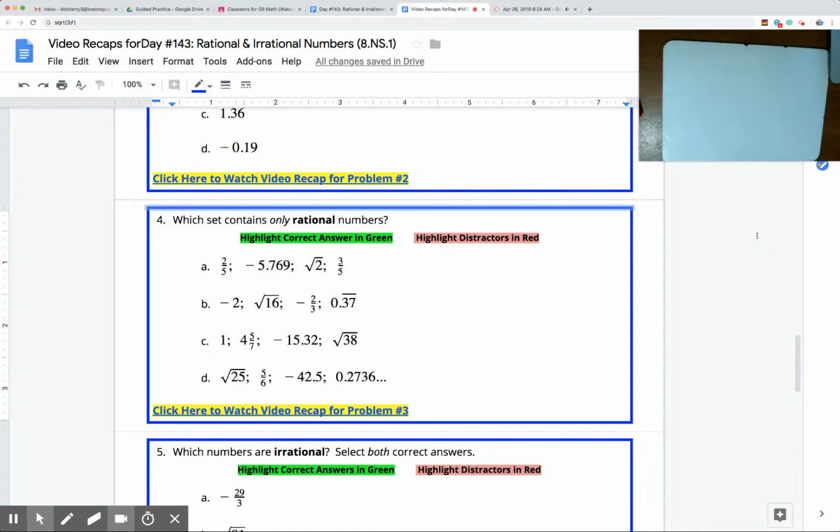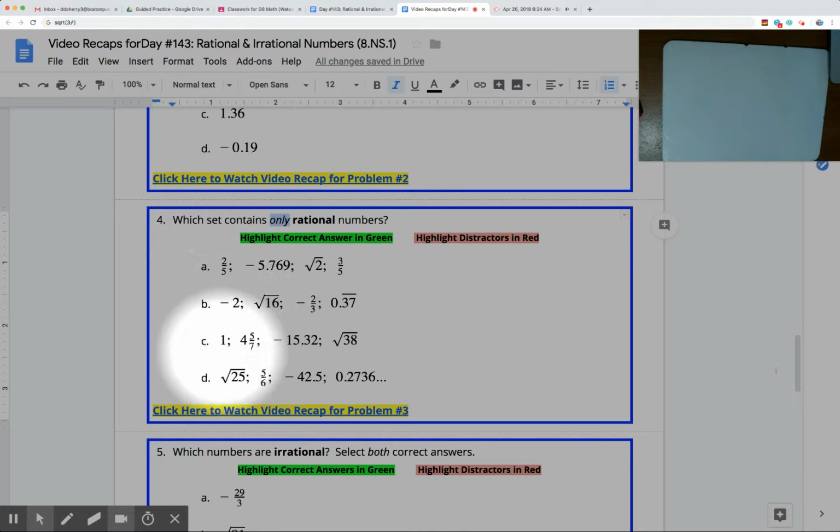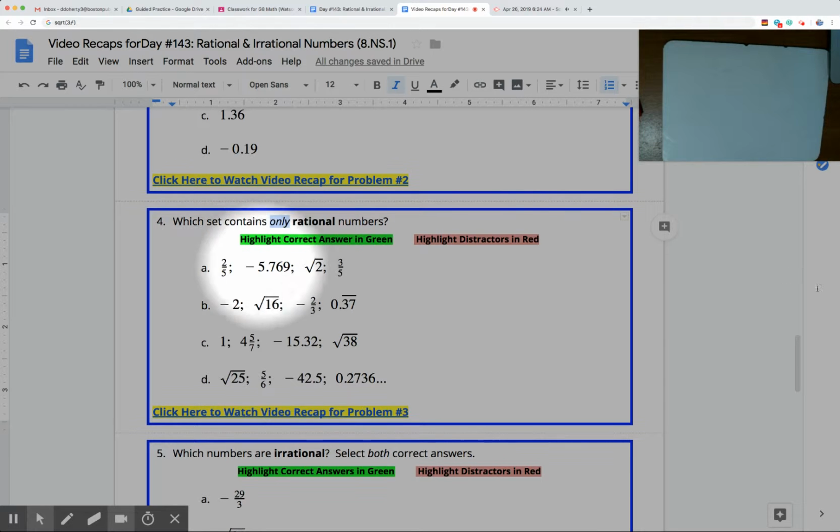Practice problem number 4 asks us which set contains only rational numbers. Each answer choice A, B, C, and D has a set of 4 different numbers. We need the one that has 4 rational numbers in its set. So I'm going to first look at answer choice A.